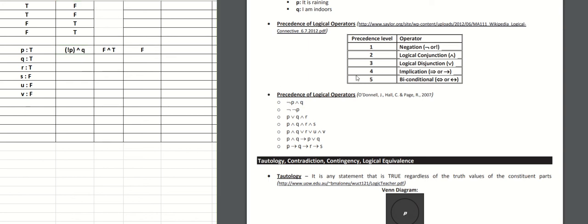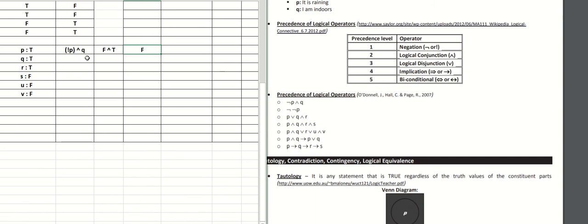You see how we use the precedence of logical operators here. We first get the value of the negation because it is the rule that we have to get the truth value of negation first before the AND operator. Let's try the next one. We have the not not P. We first get the value of the inner not P. So let's put it here, not and then not P.